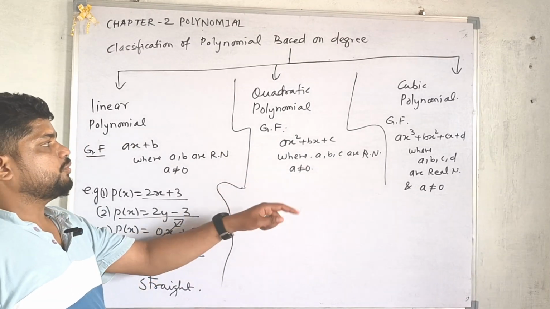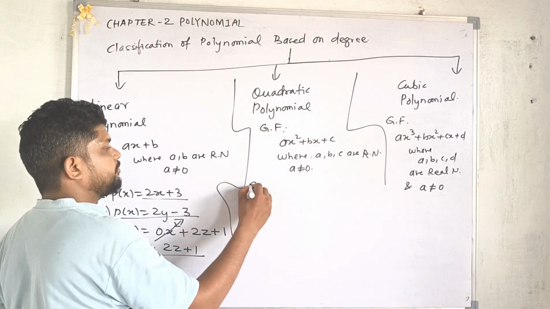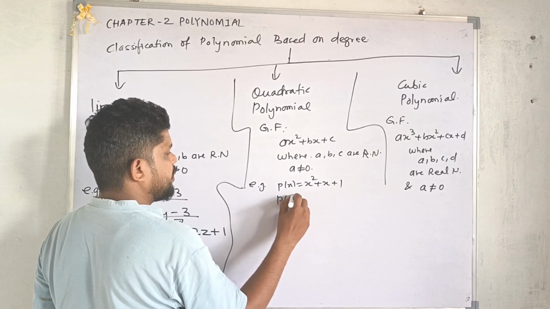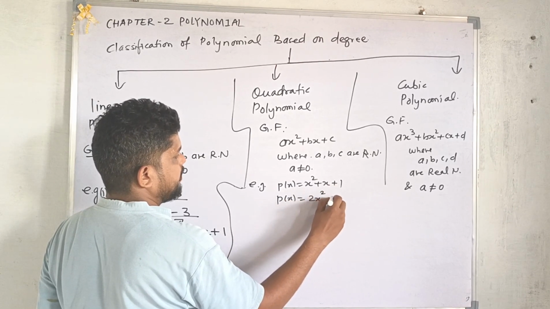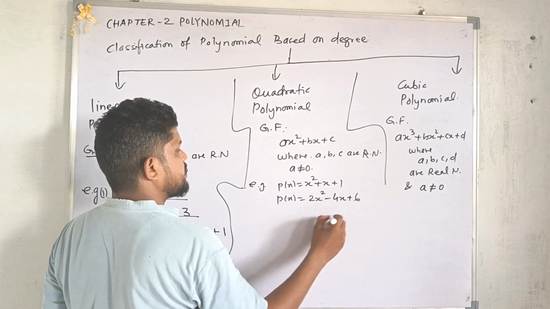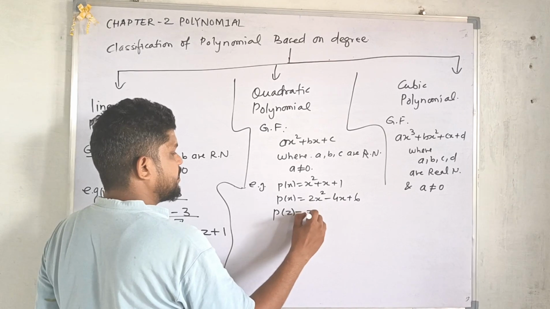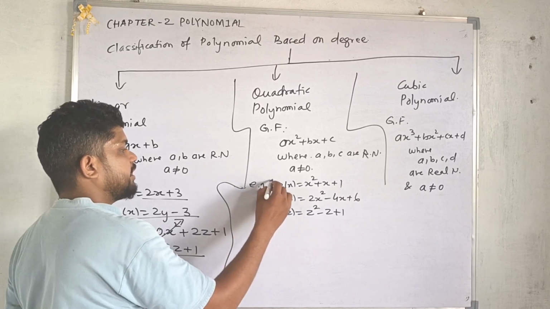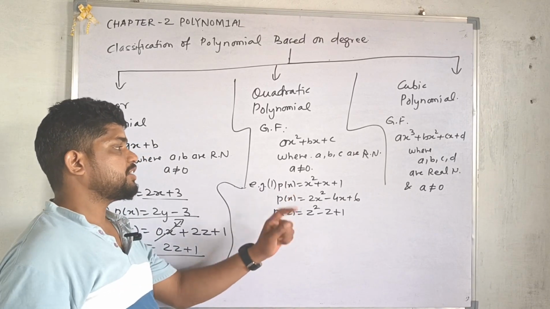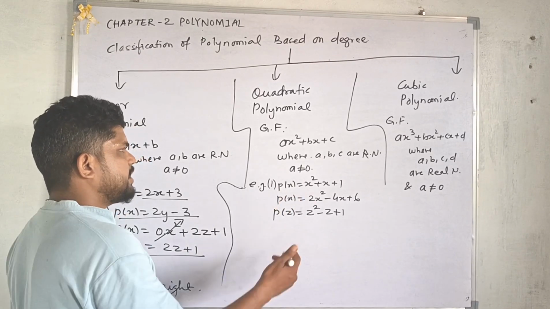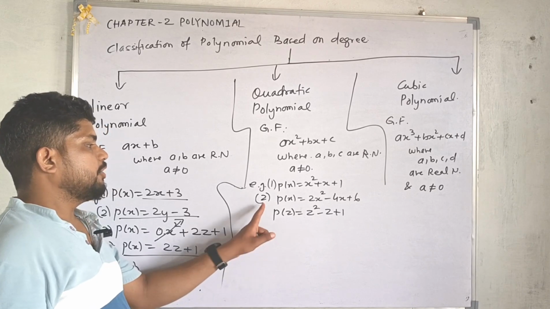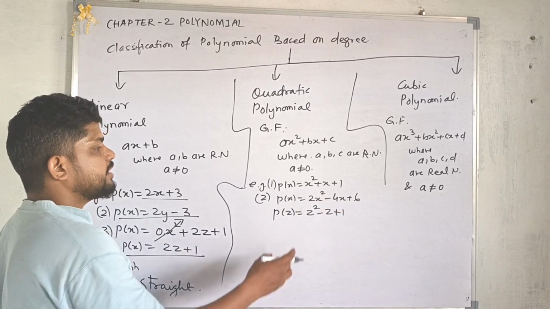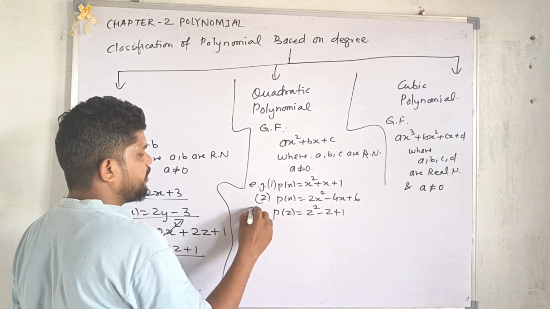Talking about quadratic polynomials, as I have said, the general formula is this. For example, p of x is x square plus x plus 1, p of x is 2x square minus 4x plus 6, p of z is z square minus z plus 1. Here, for the first polynomial, x square plus x plus 1, the highest degree of the variable x is 2, so it is quadratic. Also p of x is 2x square minus 4x plus 6 is a case of a quadratic polynomial.